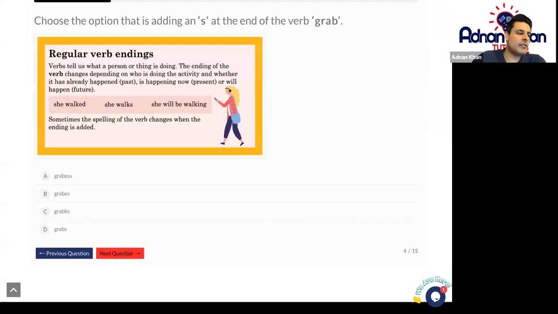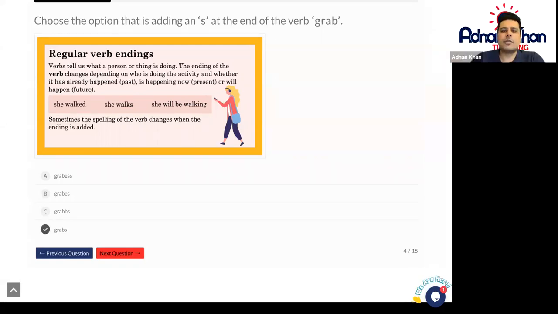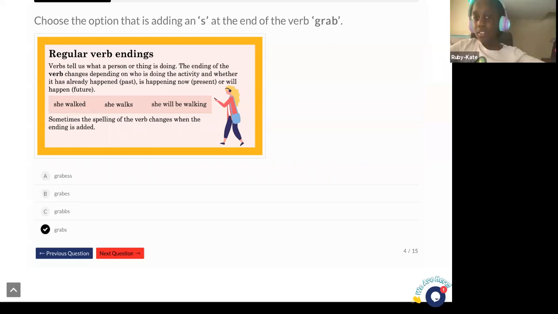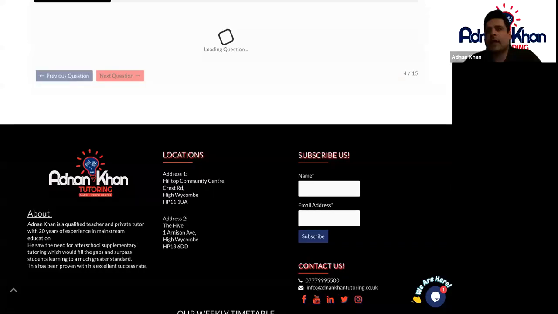In this case, you're just adding an S at the end of the verb grab. D. D, yeah, sounds good. So you're just sticking an S at the end. What does the word grab mean? Is this you want to hold something? Yeah, when you hold something, absolutely. Well done. Thank you, Ruby Kate.